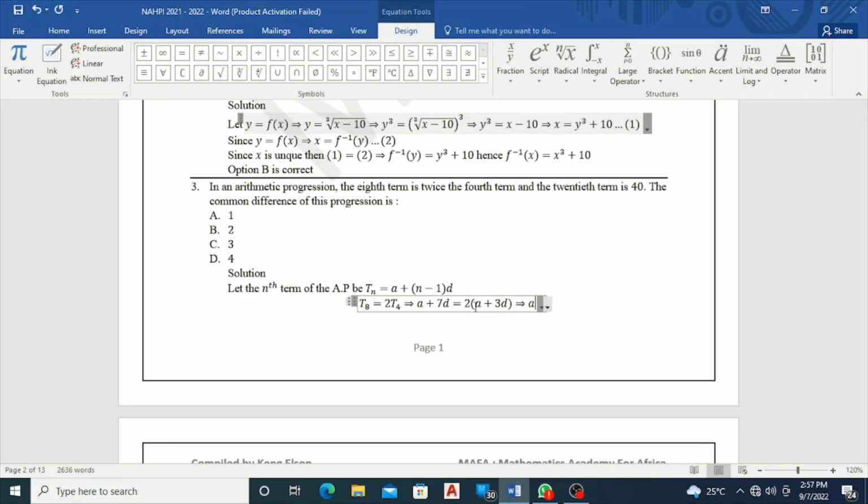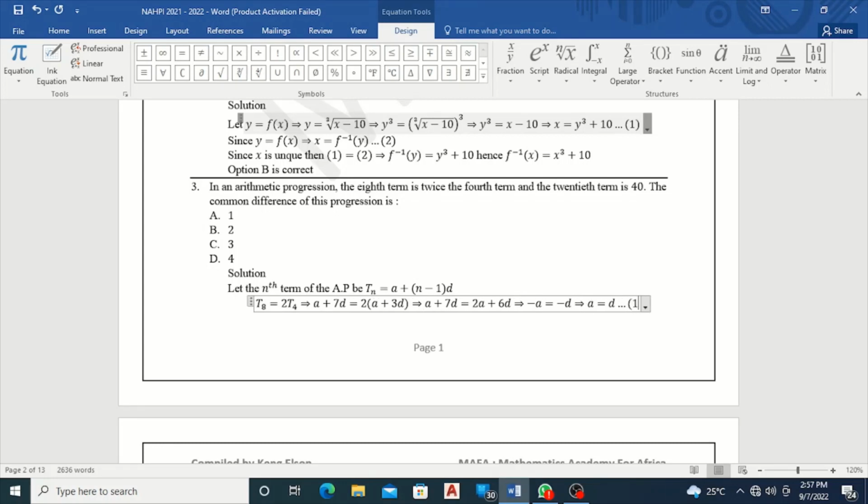So we get a plus 7d is equal to, if we multiply all through by 2, 2a plus 6d. So what does it mean? Our a can go with 2a to give us a minus 2a, which is negative a, and then our 6d can go with 7d to give us negative d. If we divide all through by the negative sign, we get something very good. We get a is equal to d. So the first term is the same as the common difference.